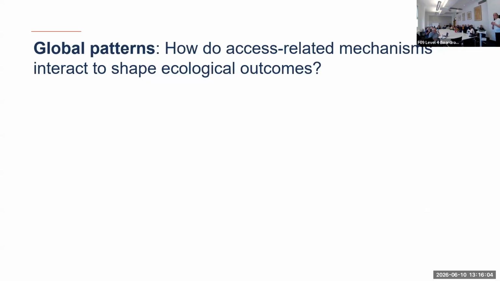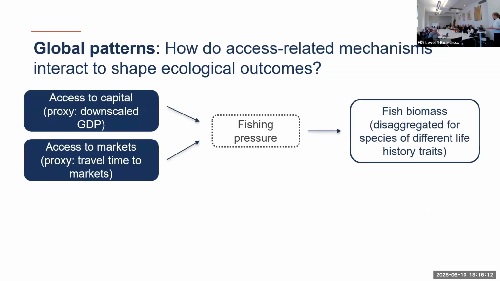In the global part of my study, I want to look at how specific access-related mechanisms interact to shape ecological outcomes. So here I'm interested in how access to capital, using downscaled GDP as a proxy, and access to market, using travel time to markets as a proxy, interact to shape fish biomass. And here, when I say fish biomass, I want to disaggregate it and look at it for different species groups: long-lived and slow-growing versus fast-lived and fast-growing species.